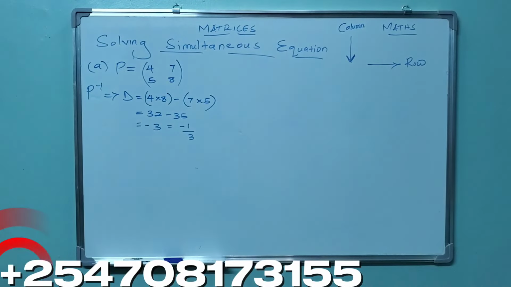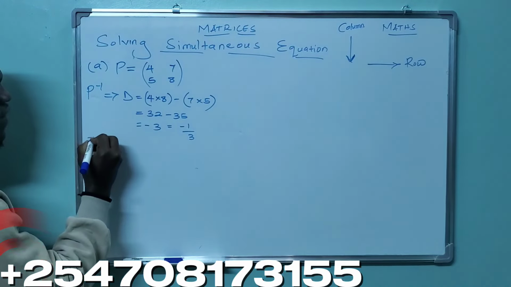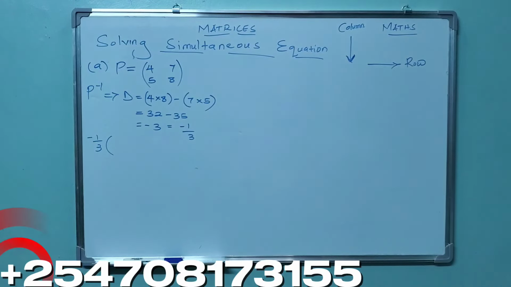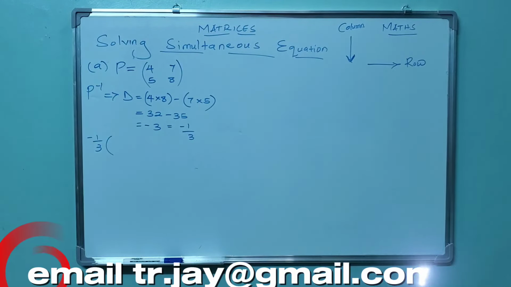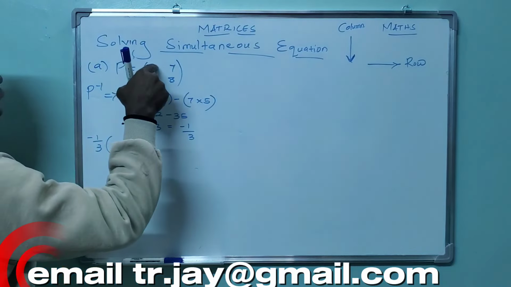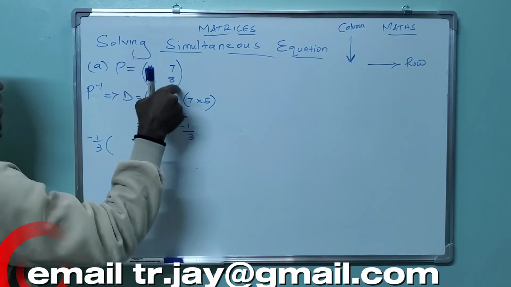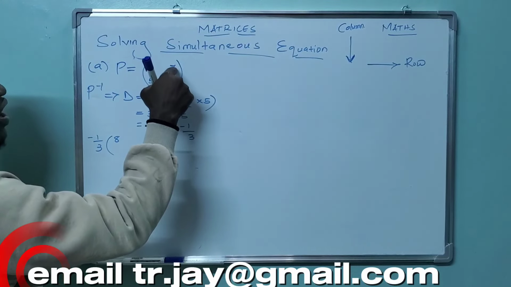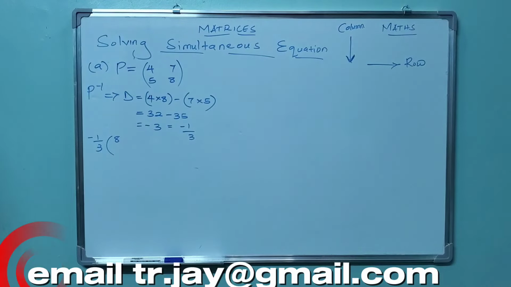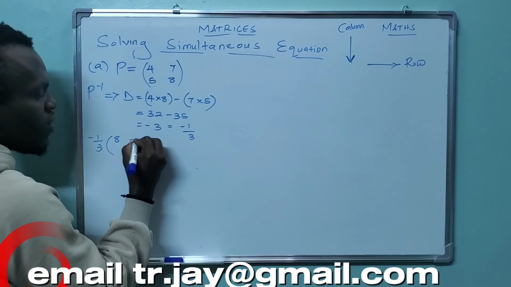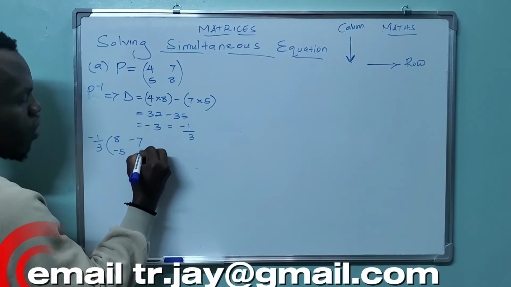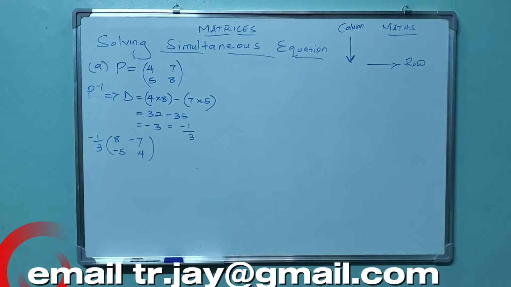-1/3. Once I've gotten that, I'm going to multiply the inverse of the determinant with the adjusted matrix. First of all, remember you change the position of the lead diagonal. So if here I'm having 4 and here I'm having 8, they are going to change their position. I'm going to have 8 there. Then if here I'm having +7, we are going to change the sign for the end diagonal, so instead of 7, I'm going to have -7. Instead of 5 here, I'm going to have -5. Instead of 8, I'm going to have 4. So I've changed the position for the lead diagonal and the sign for the end diagonal.